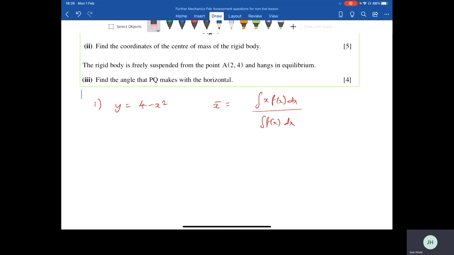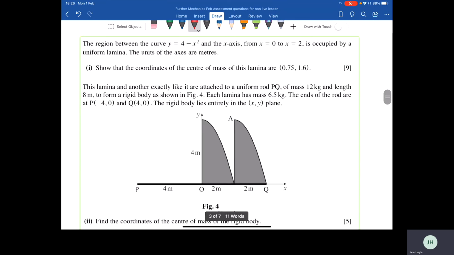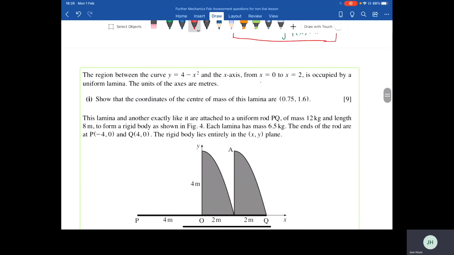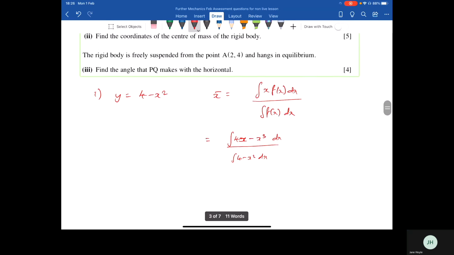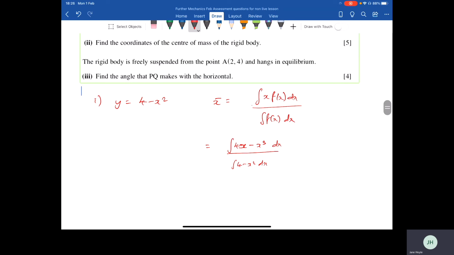I might just go for it. The function itself isn't that tricky, is it? I've got then 4x minus x cubed on the numerator dx. And I have got just 4 minus x squared dx on the denominator. Of course, I am dealing with my function between 0 and 2. So I'm going to have limits of 0 and 2 on these.